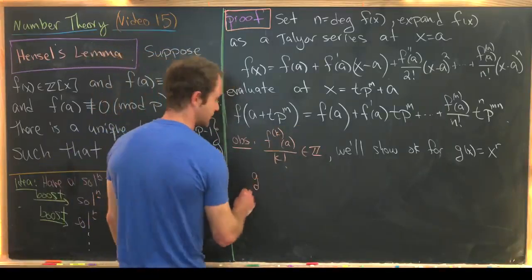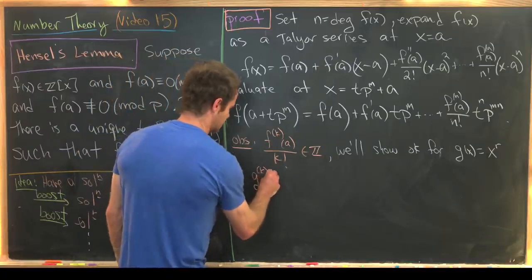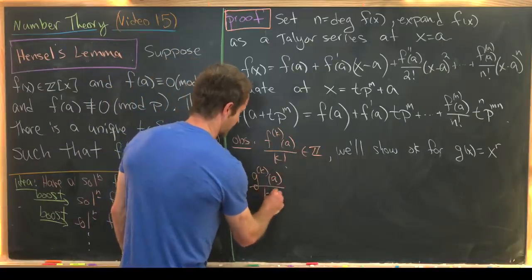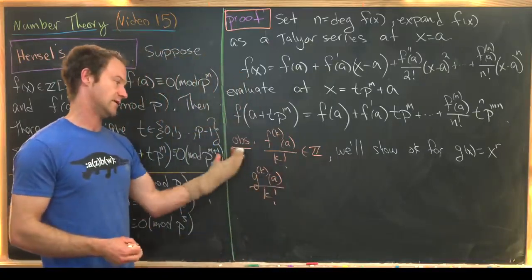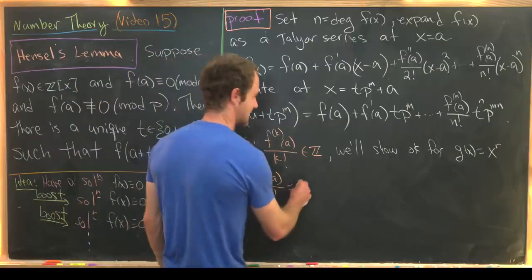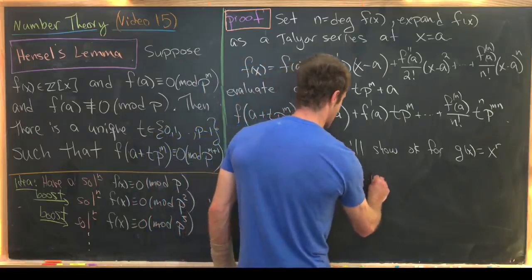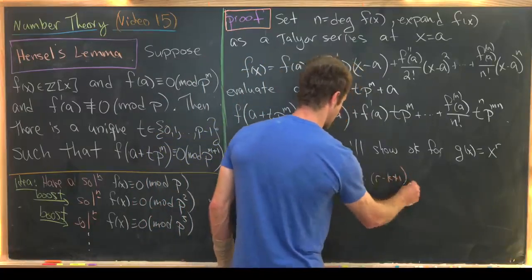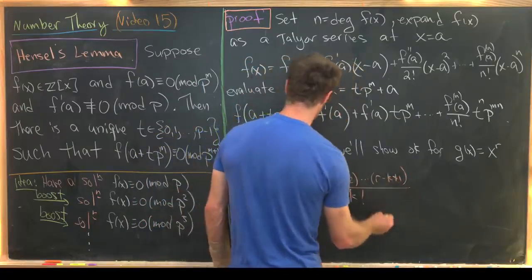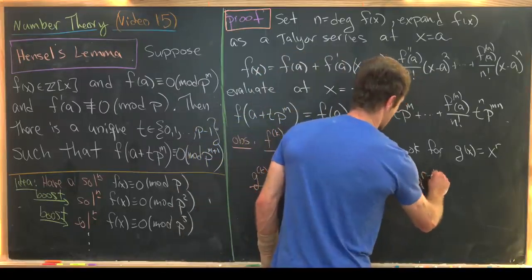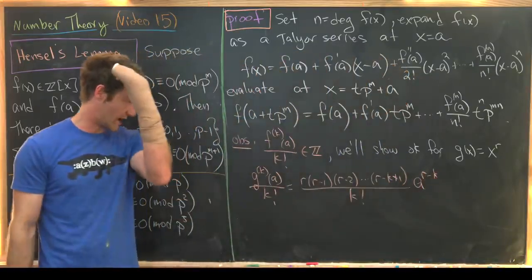Okay, so now let's move into the proof of this thing with our function g of x. So notice we have g, the kth derivative of that, over k factorial, evaluated at a. So notice that's going to give us r times r minus 1 times r minus 2 all the way down to r minus k plus 1 over k factorial times a to the r minus k. Let's talk our way through that.